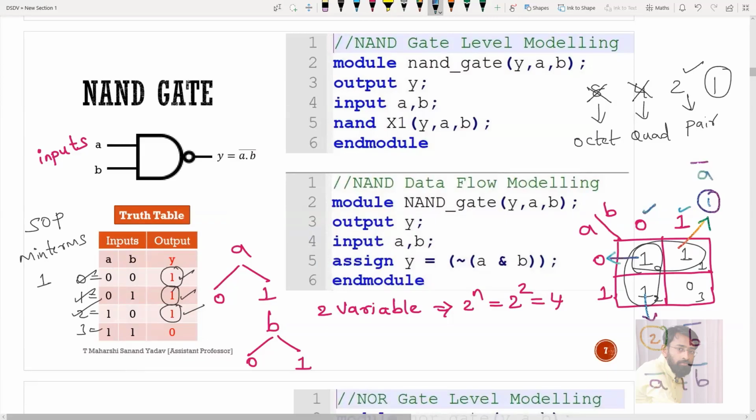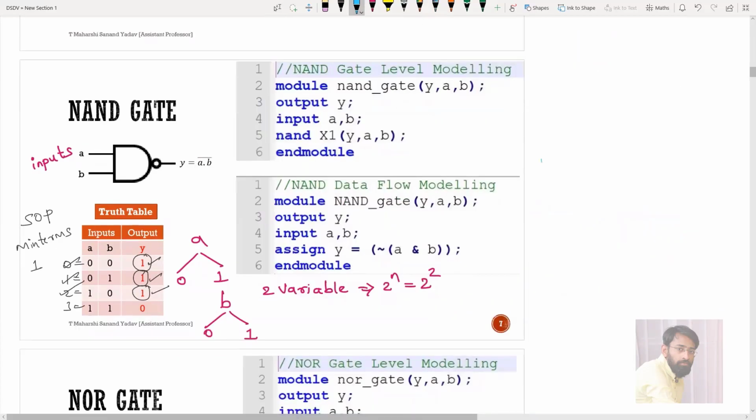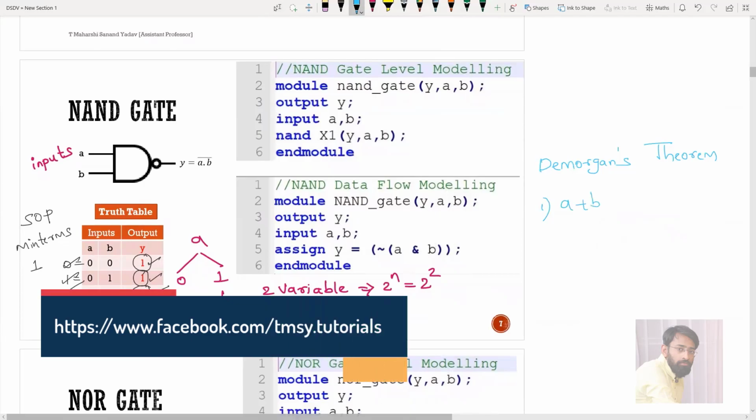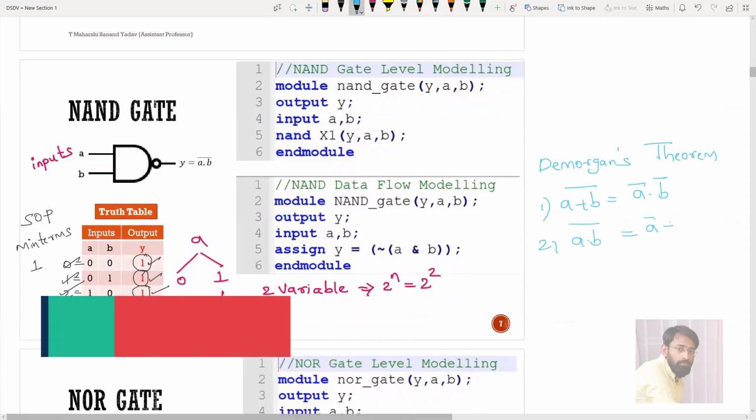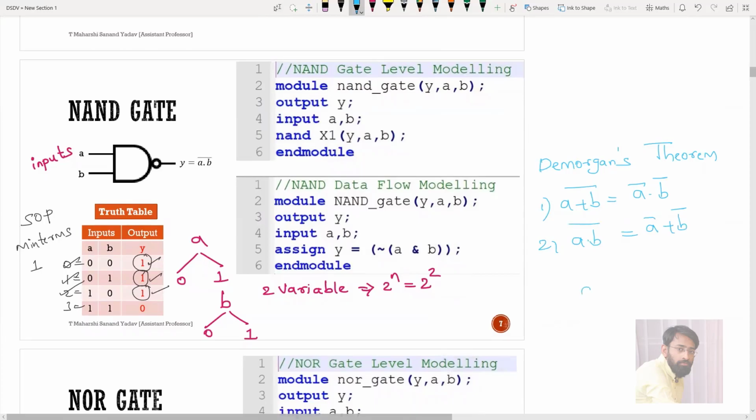bar. This is one way of writing, according to De Morgan's theorem. According to De Morgan's theorem, the first rule is A plus B whole bar can be written as A bar dot B bar. The second one, A dot B whole bar can be written as A bar plus B bar. So here we got the answer as A bar plus B bar. This A bar plus B bar can also be written as A dot B whole bar. So this is what we got: Y is equal to A dot B whole bar. So this is the working of the NAND gate.